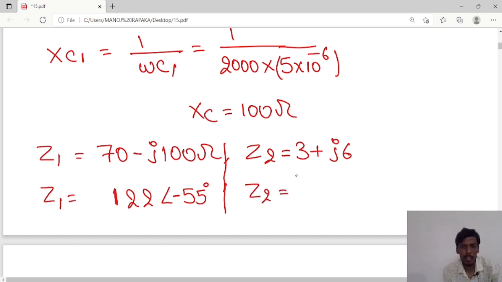The Z2 value also we have to calculate in polar form: 6.7 at an angle of 63.4.